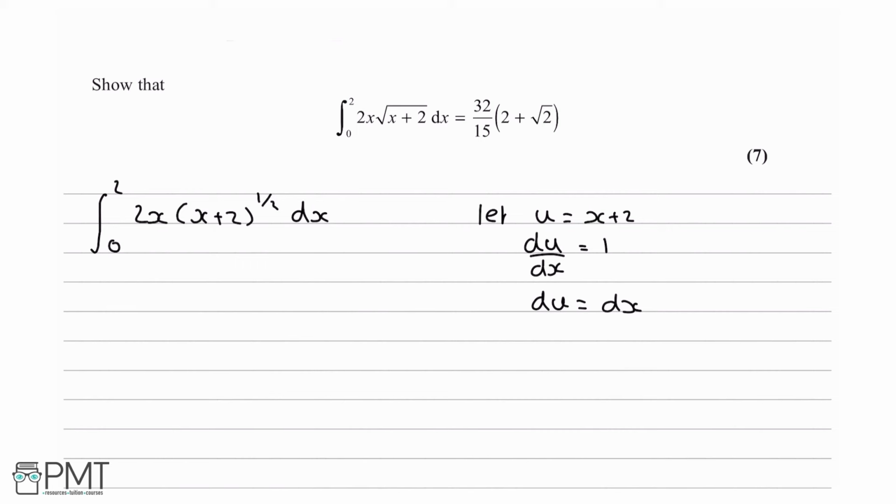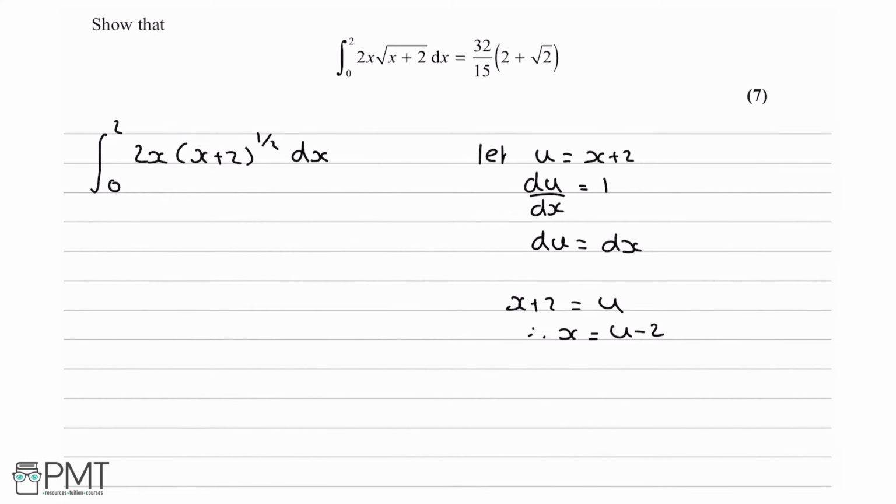So we're going to say that x plus 2 equals u, and therefore x equals u minus 2. The final step is I'm going to change both of the limits from the x world to the u world. So at x equals 2, we have our rule here that u equals x plus 2, so u is going to equal 4, and at x equals 0, u equals 2.